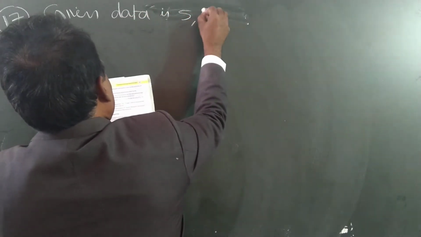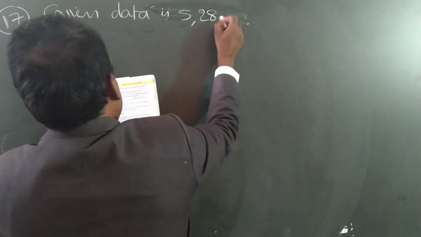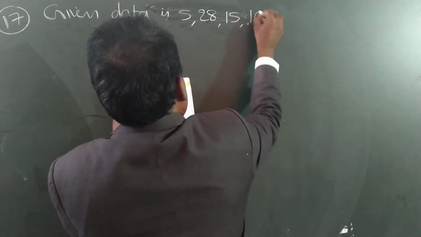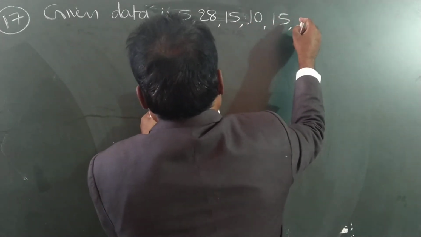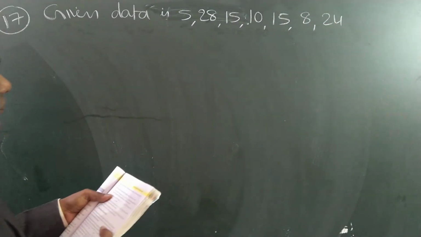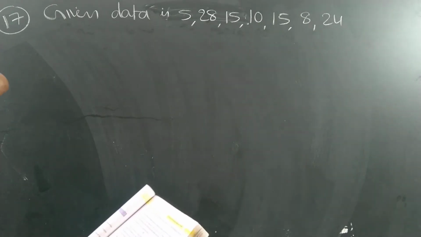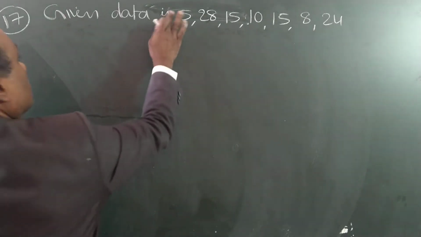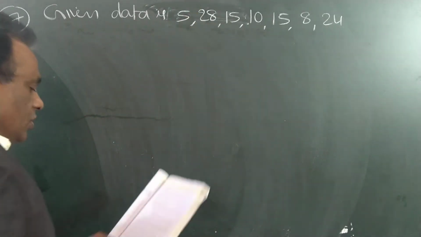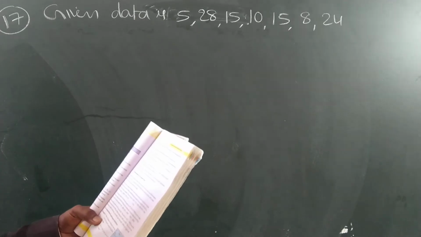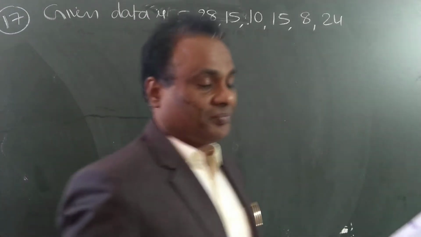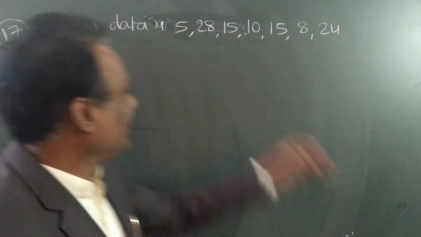5, 28, 15, 10, 15, 8, 24. This is the data.